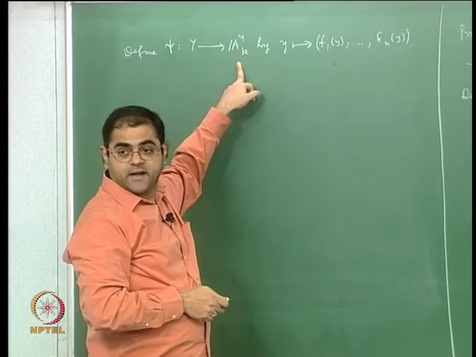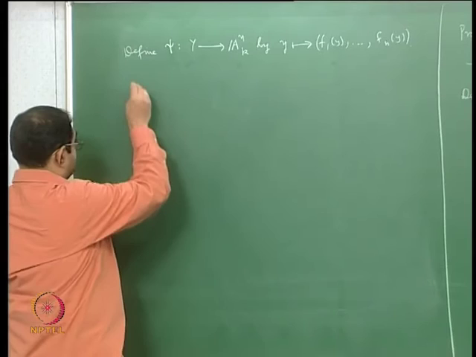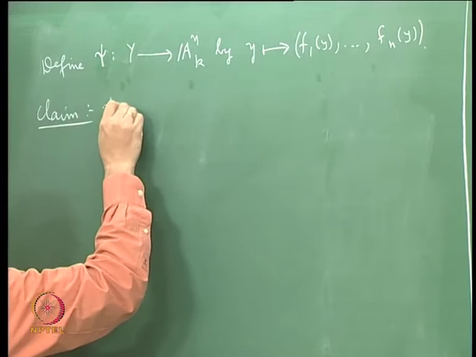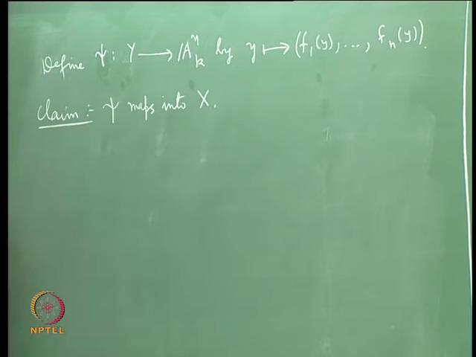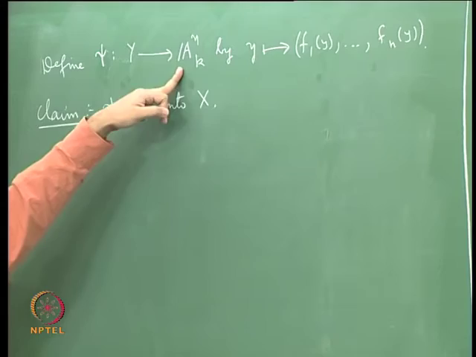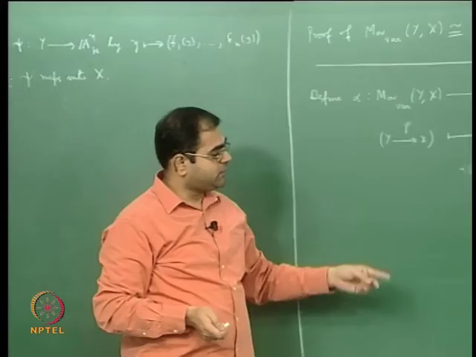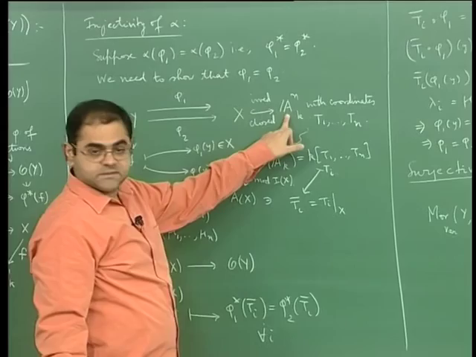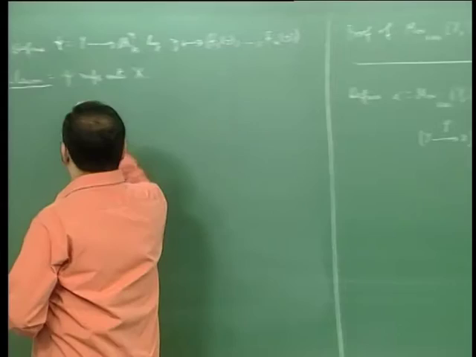Now the first claim is that psi maps into X. This map is not just going into An, but it is going to go into the irreducible closed subset X of An. That's because it came from zeta, as you will see. So, how do I show psi maps into X? It's very simple.